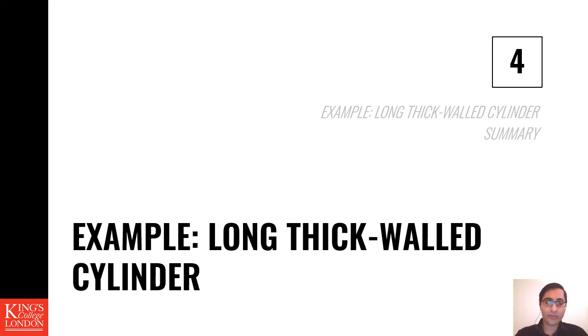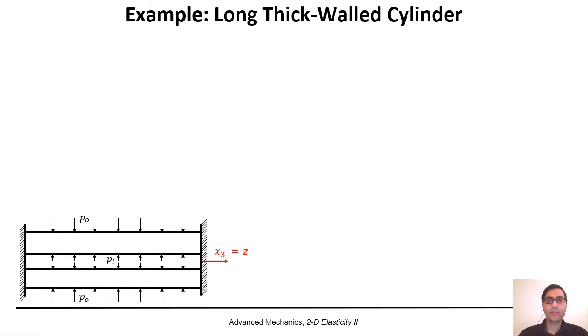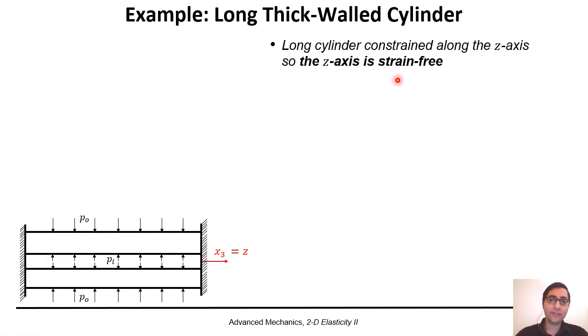In the fourth part of the lecture, we're going to have a look at an example. A long, thick-walled cylinder. Here, we have a long cylinder constrained along the z-axis. So the z-axis is strain-free. You see it here. The long cylinder has internal pressure, outer pressure, and the main axis. The longest axis of the cylinder is aligned with x3 or z direction, and it is constrained between two walls.